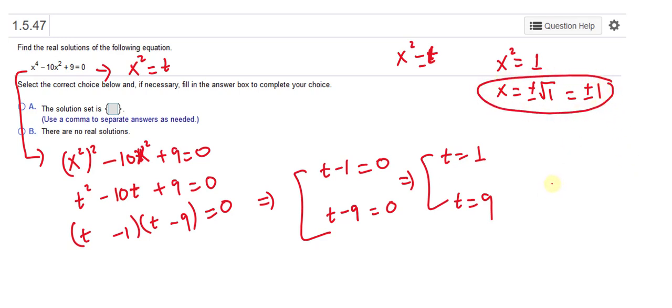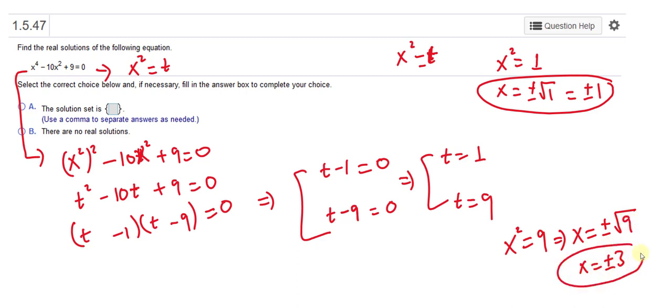Okay. And then the second case, t equals 9. So x squared equals 9. We can solve for x by taking the plus or minus square root of 9, which is plus or minus 3. Another two more solutions. So your answer should be plus or minus 1, plus or minus 3 for the fourth-degree polynomial.